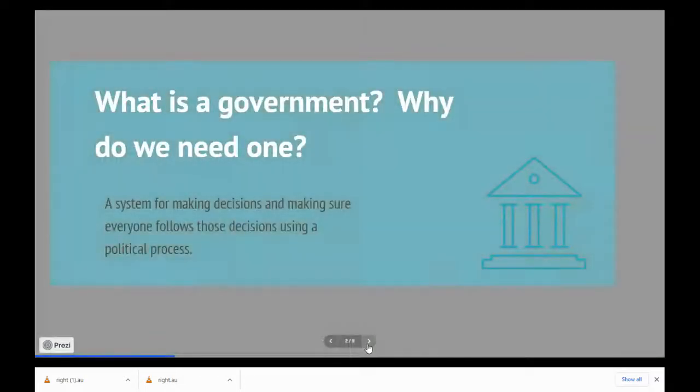Let's look at it. So before we do, let's think about what is a government and why do we need one? Well, a government is just a system for making decisions and making sure that everyone follows those decisions. And it uses a political process.